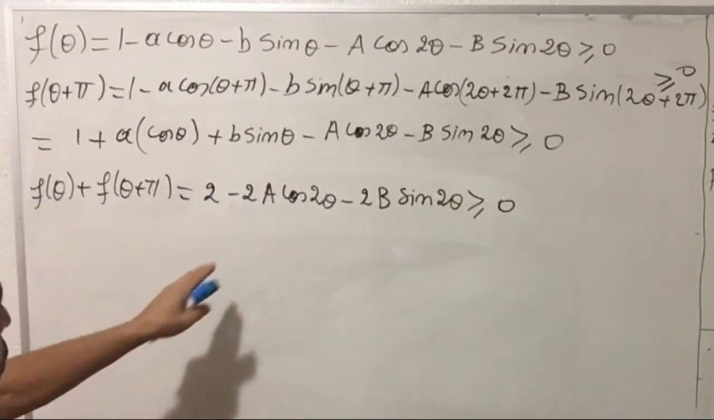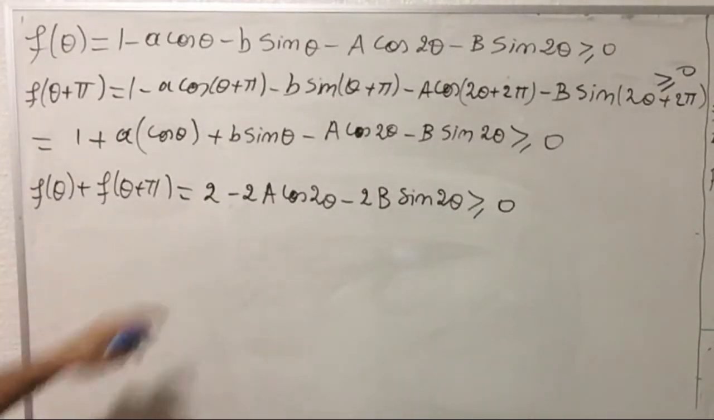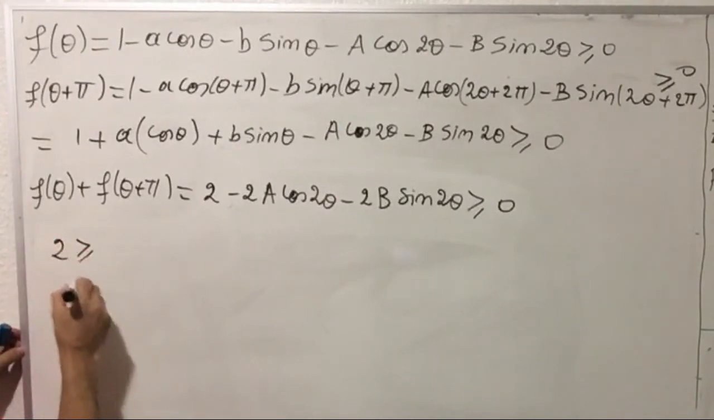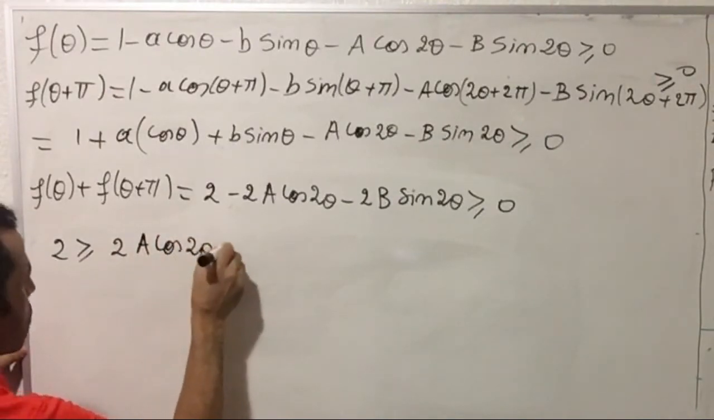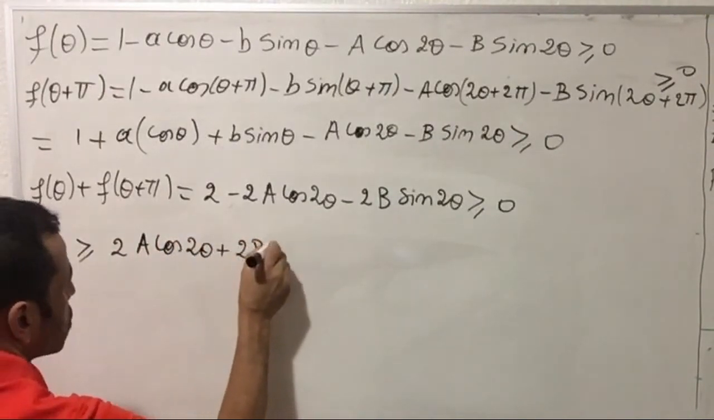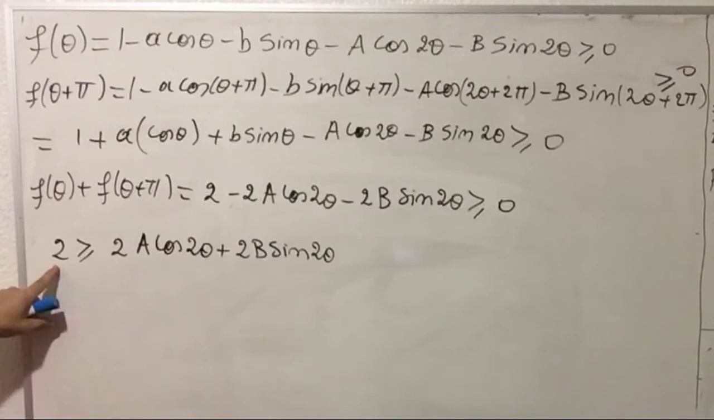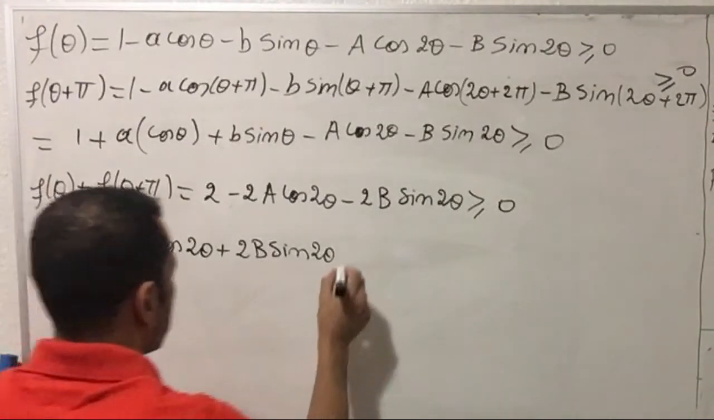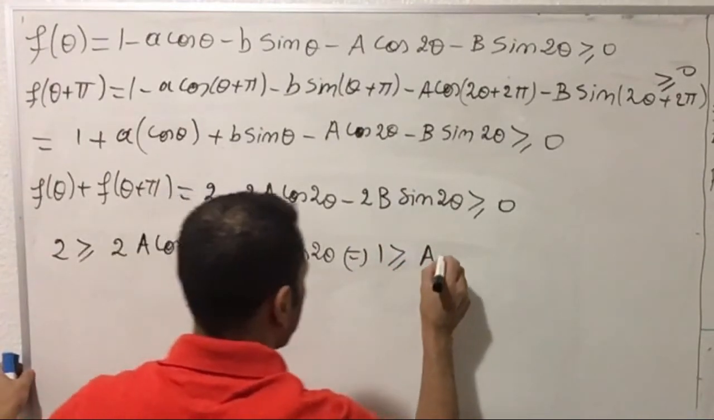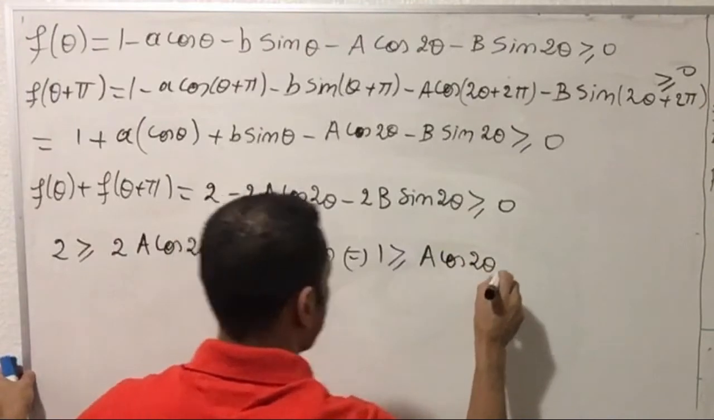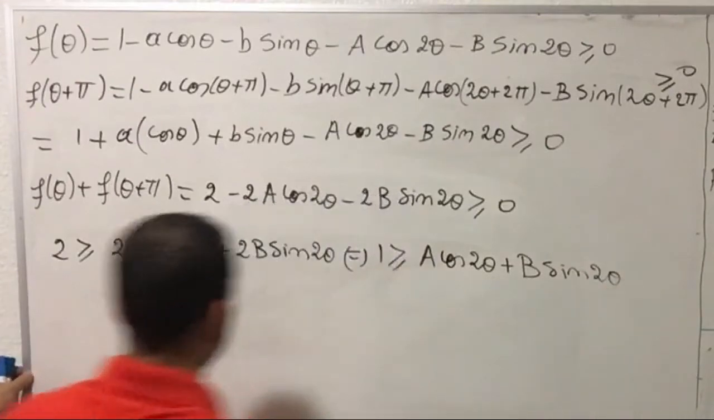Now, I'm going to bring these two terms to the other side, okay? And number 2 will stay on the left side, so number 2 is superior or equal to 2 capital A cosine 2 theta plus 2 capital B sine 2 theta. Now number 2 will be cancelled out because we have number 2 on the left side and number 2 on the right side. So we will have 1 superior or equal to capital A cosine 2 theta plus capital B sine 2 theta, okay?